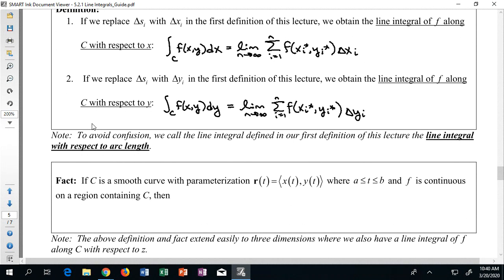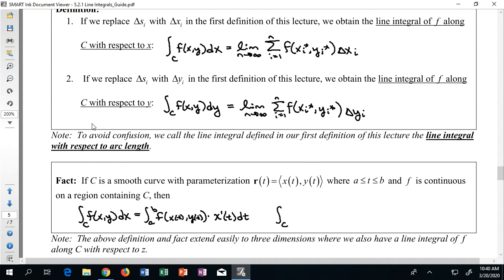If C is a smooth curve and we have a nice parameterization for that particular curve, and f is continuous on some region containing C, then I can always make the following conclusion. I can always state that the line integral with respect to x can always be equal to an integral from a to b. I'm going to replace again x and y with their t formulas from the r(t) function, and I'll have x'(t) dt at the back. We'll see where this comes from in just a second.